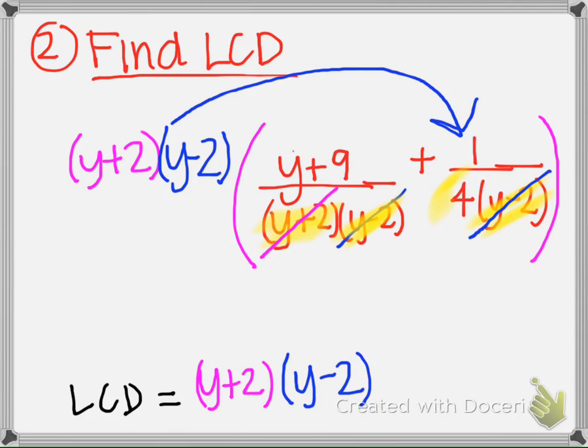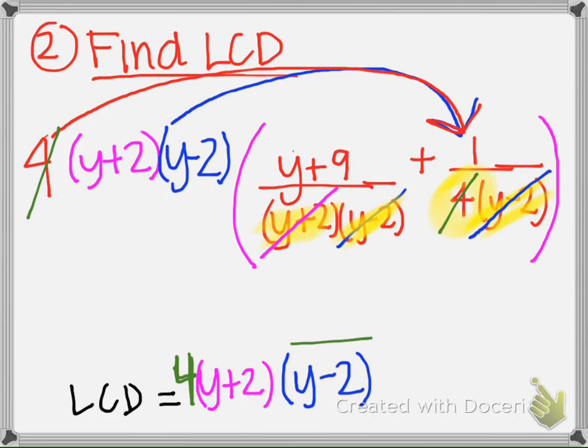Okay, we do not have a 4 though. So we need to put a 4 here, so that way when it's distributed over here, essentially this 4 will cancel out with this 4. And we usually write, if there is just a number like that by itself, we put it in the front. So that is our least common denominator.